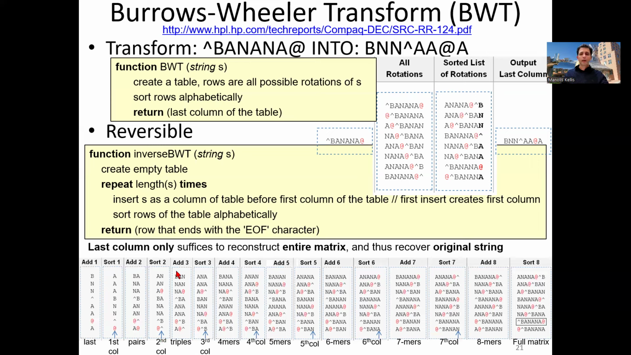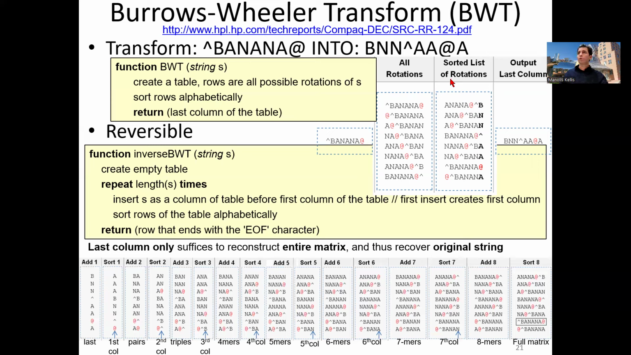And I can figure out the third column. How? By appending the first column and the second column to the last column and resorting the whole thing. Everybody with me here? So basically I do last, first, second, sort, I get third. Last, first, second, third, sort, I get fourth.